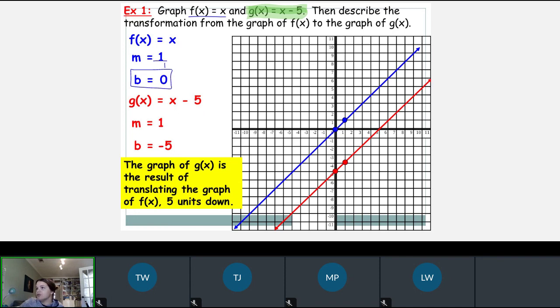So if it asks me to describe in words, here we go. The graph of g of x is the result of translating the graph of f of x 5 units down, or you can say it was shifted down 5 units. And you can see that, right? Blue and red, those are the same line, they're parallel, but the red one we just moved down 5 units. So that's what a vertical shift looks like. This is a vertical shift down.